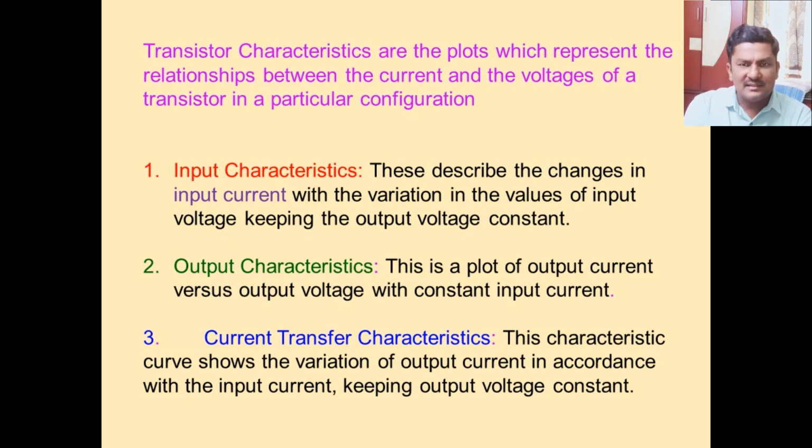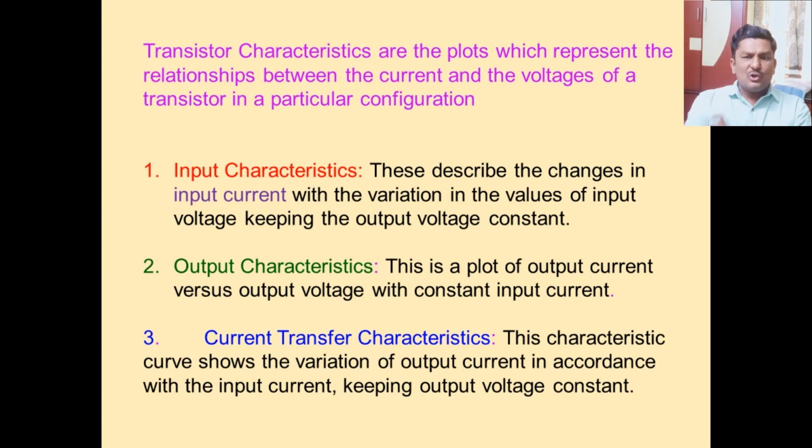Next, the third one, the current transfer characteristics. This characteristic curve shows the variation of output current with the input current when the output voltage is kept constant. The relation between the changes of input current and output current gives the current transfer characteristics of a transistor.